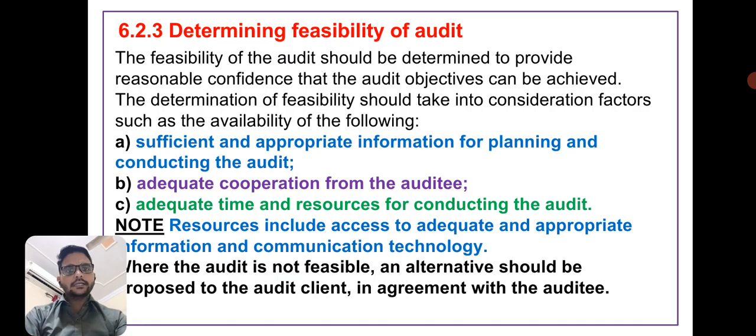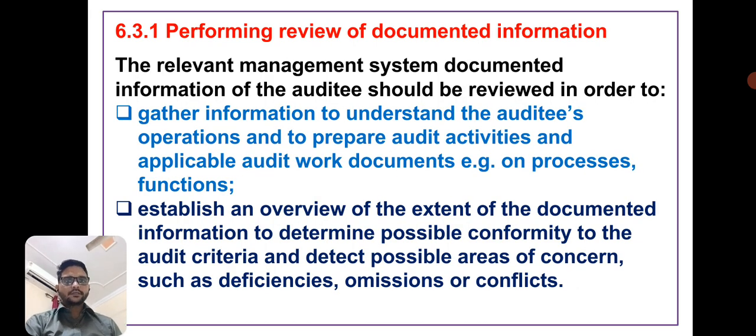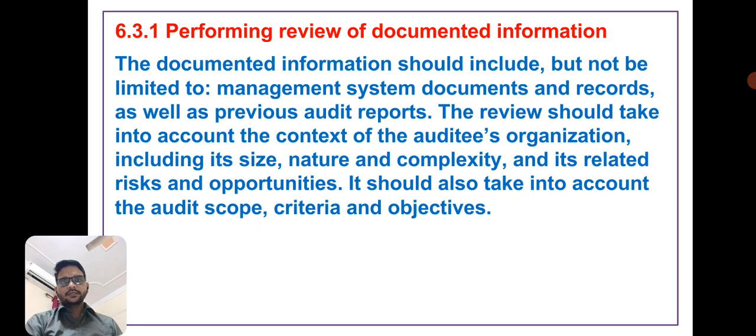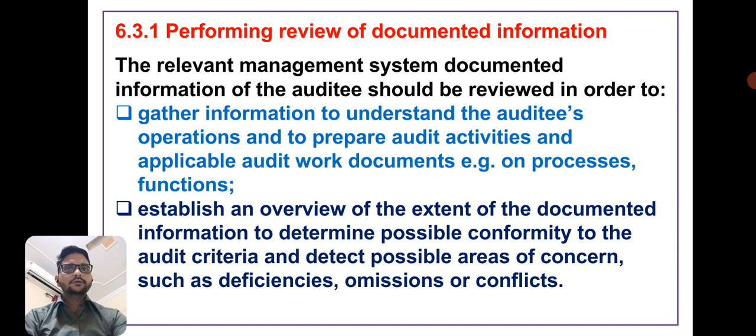Next is performing review of documented information, that is subclause 6.3.1. What is performing review of documented information? Relevant management system documented information of the auditee should be reviewed in order to gather information to understand the auditee's operation and prepare audit activity and applicable audit work documents.